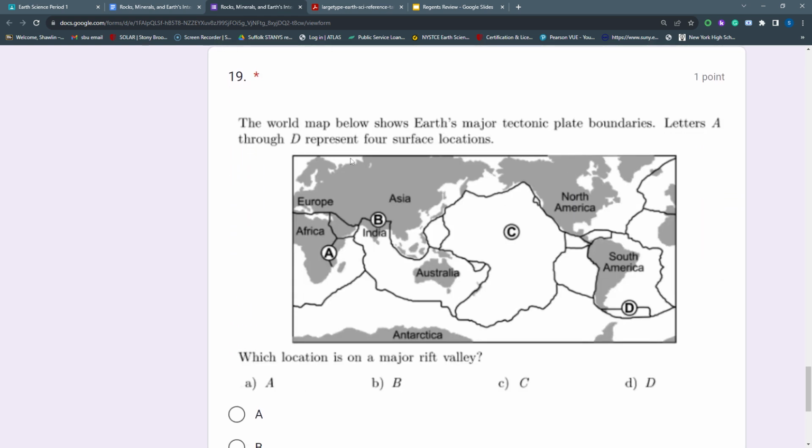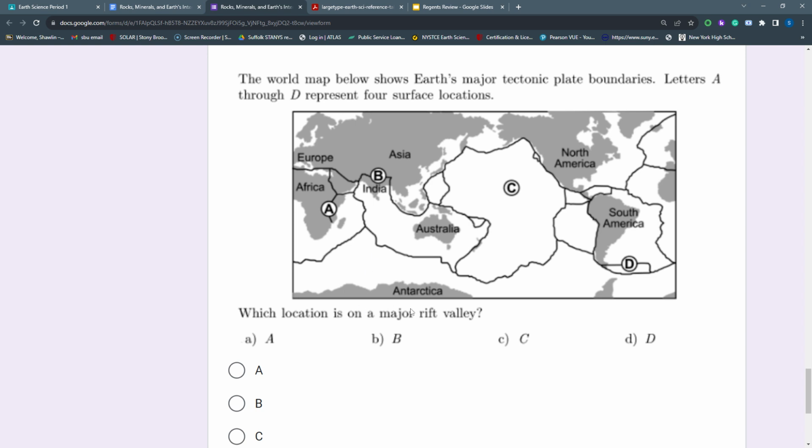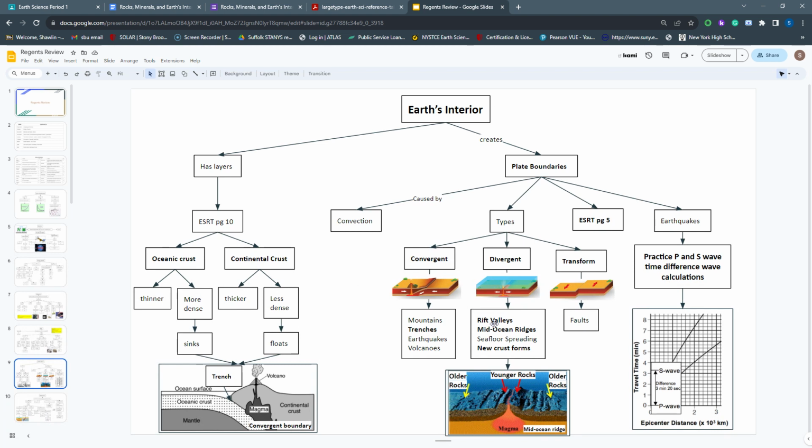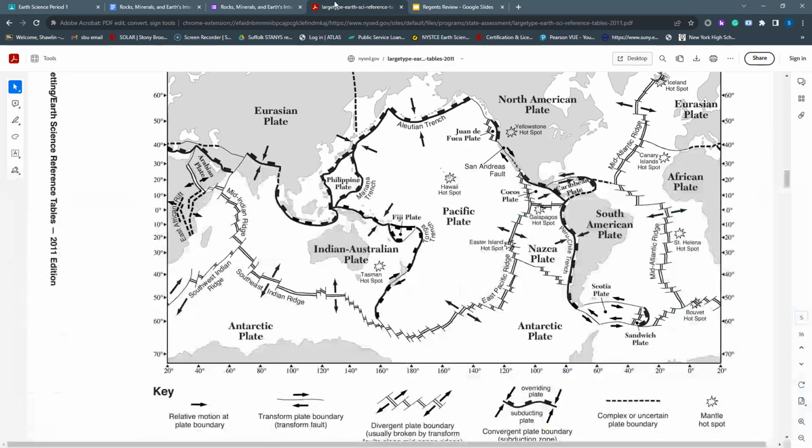All right. The world map below shows Earth's major tectonic plate boundaries. Letters A through D represent 4 surface locations. Which location is a major rift valley? Remember, divergent boundaries create rift valleys. So I should be looking for a divergent boundary.